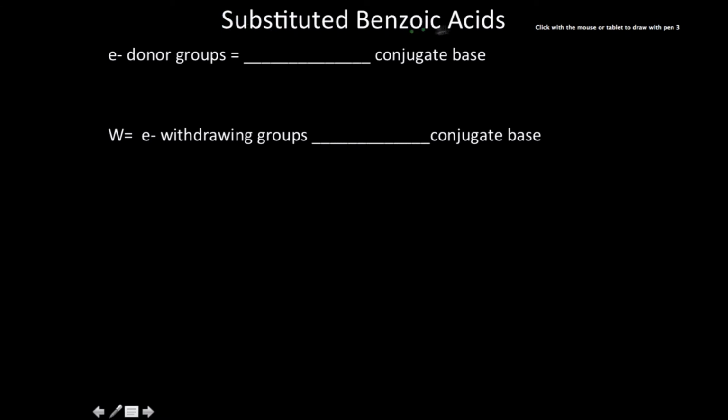All right, so substituted benzoic acids. When you have electron donor groups, these tend to be destabilizing to the conjugate base. Remember that the strength of your acid is determined by the stability of your conjugate base. So if you're destabilizing your conjugate base, you're weakening your acid. If you have W, which is the generic term for electron withdrawing groups, that's going to stabilize conjugate bases, which makes your substance more acidic.